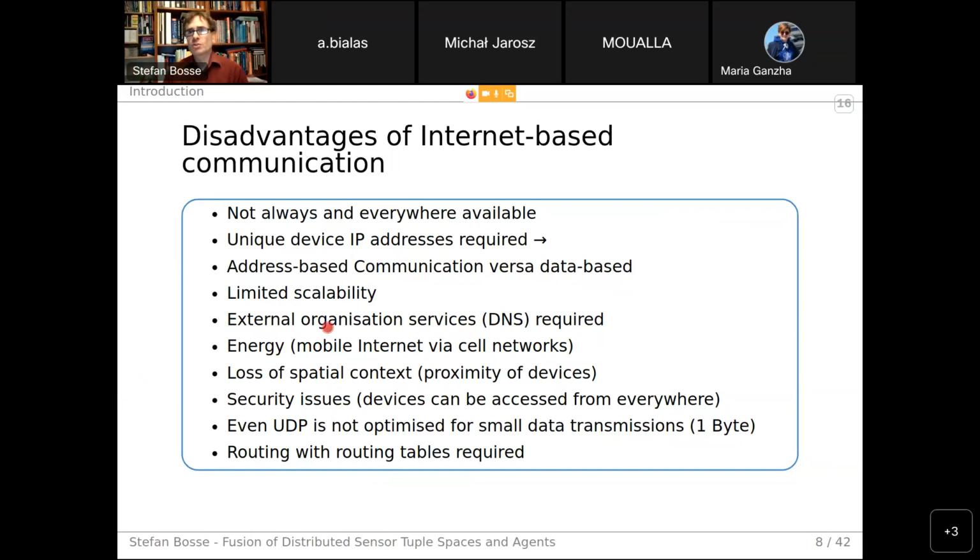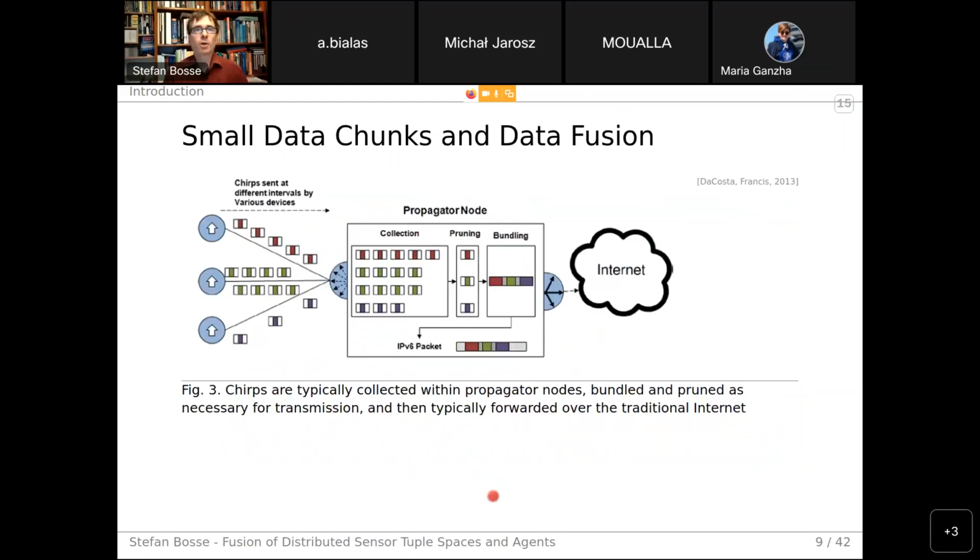We need external organization services like a name lookup service, DNS, and whatever. Energy is a concern, especially in mobile internet, via cell networks, and so on. Loss of spatial context, still an ongoing issue, because the IP address is not really a measure for the spatial context. We have security issues. And even UDP is not optimized for small data transmissions. For example, a temperature sensor with 1 byte data payload. Yeah, and finally, we need routing with routing tables and so on. We need some kind of knowledge about the network.